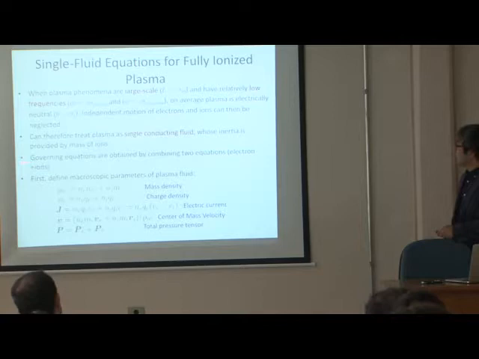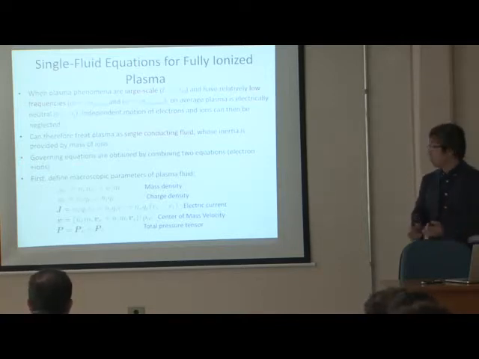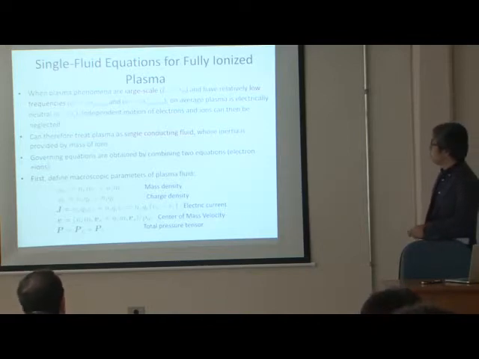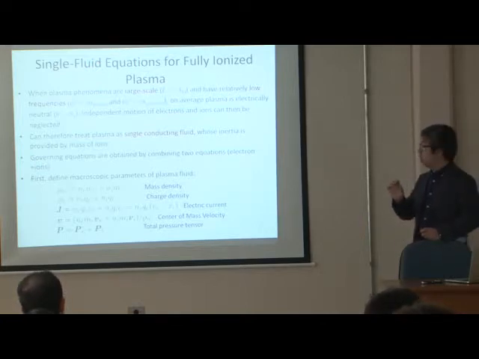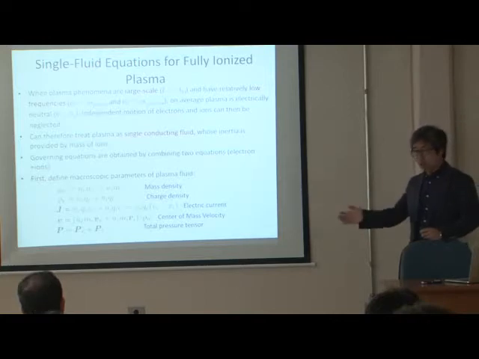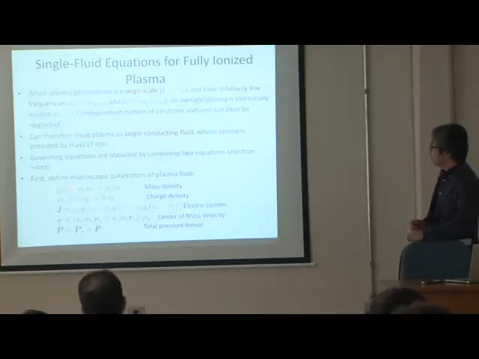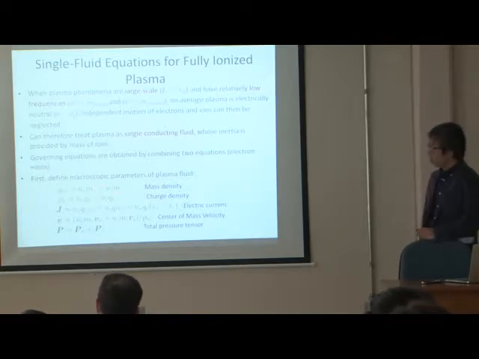The governing equations are obtained by combining the two equations, for electrons plus ions. First, I will describe the equations. We can define the macroscopic parameters of the plasma fluid. Here I write the mass density as rho_m, though later I may just write rho. The mass density is the electron number density times the mass of the electron, plus the ion number density times the mass of the ion.